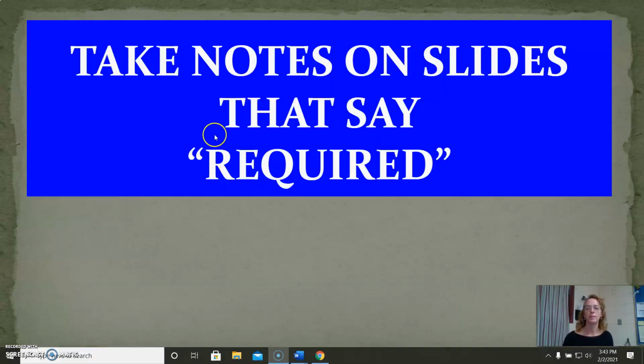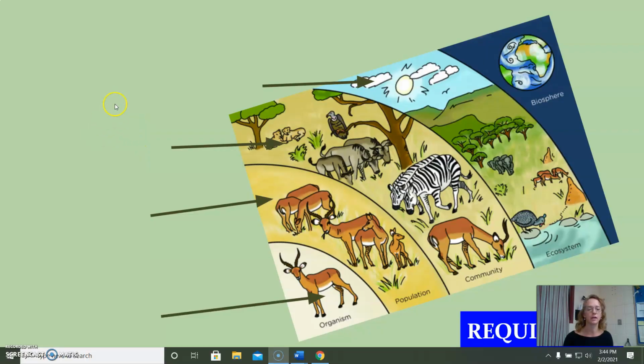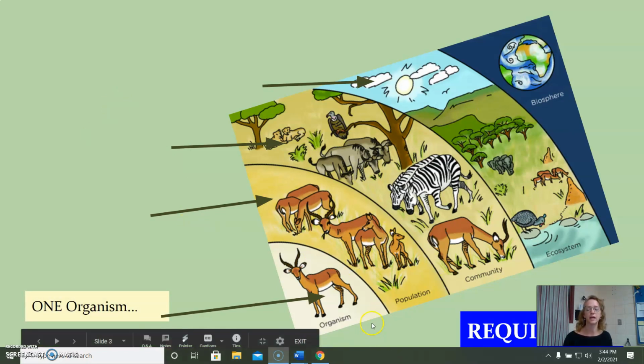So this time when you're taking notes, all the slides that have this blue box that says required are things that you should know. Not a whole lot to write down, just a general overview of what's going on in our environment. So this page is required. First of all, how is our world organized for life?